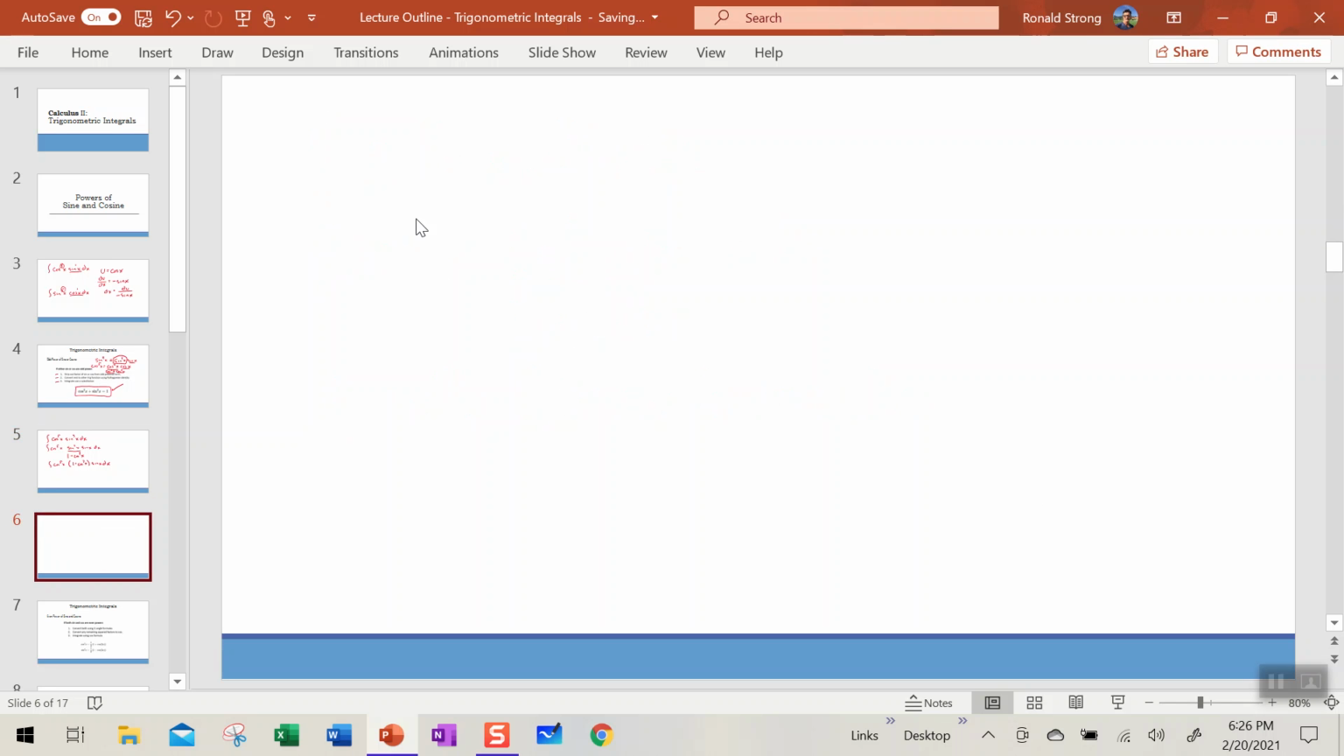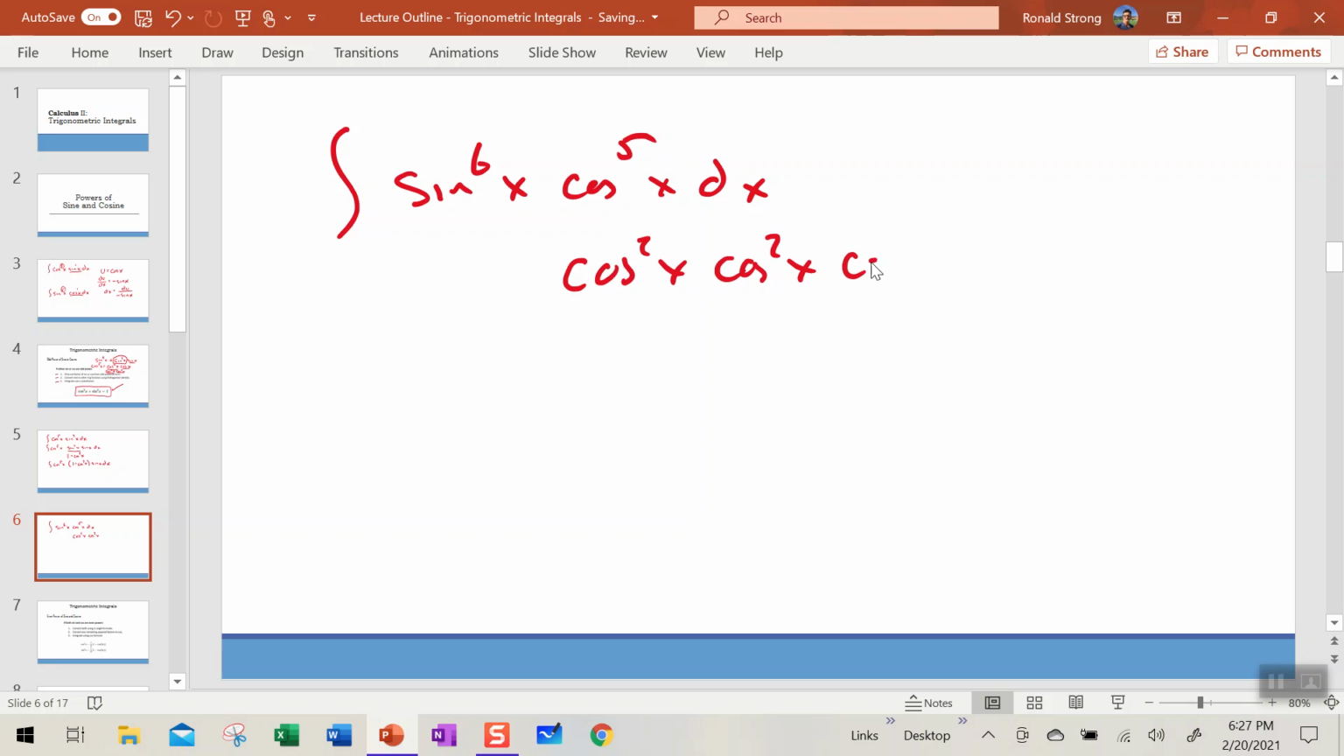Okay, let's say we have the integral of sine to the sixth x times cosine to the fifth x dx. All right, so we're looking for an odd powered term. Well, the only odd powered term this time is cosine. So we have to take cosine to the fifth and break it down into cosine squared x, cosine squared x, cosine x, and then the rest of this comes down.